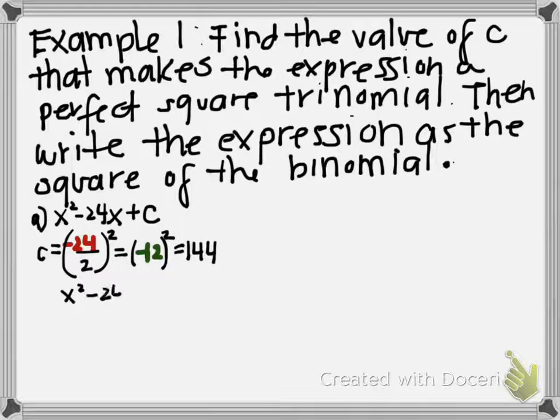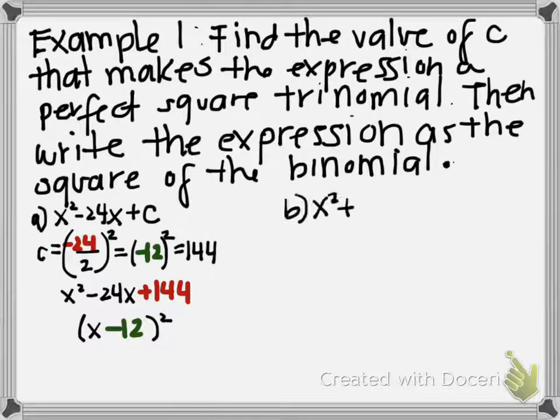So if we write that in place of c, we do get this trinomial, x squared minus 24x plus 144. And converting it into a binomial is now easy because the number that's inside before you square it is going to be the second term of your binomial square.